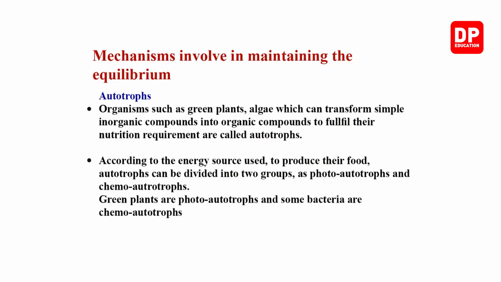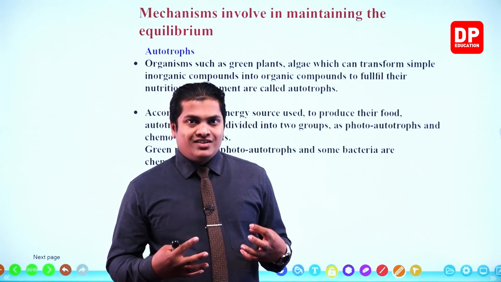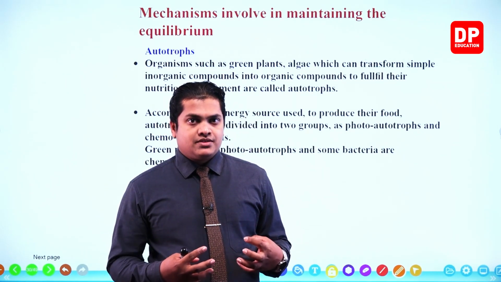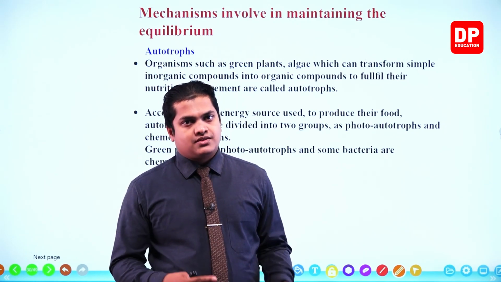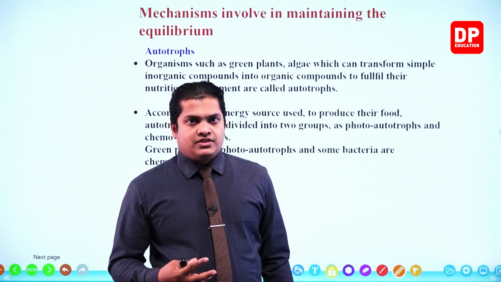Right then, first of all, we are going to discuss autotrophs, autotrophic organisms. Organisms such as green plants and algae, which can transform simple inorganic compounds into organic compounds to fulfill their nutrition requirement, are called autotrophs. So autotrophic organisms, my dear children, can convert simple inorganic substances into complex organic substances. This is what is referred to as photosynthesis, right?